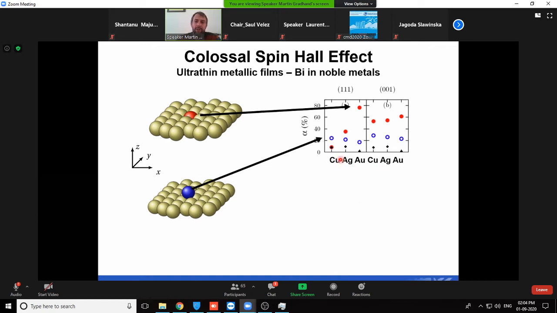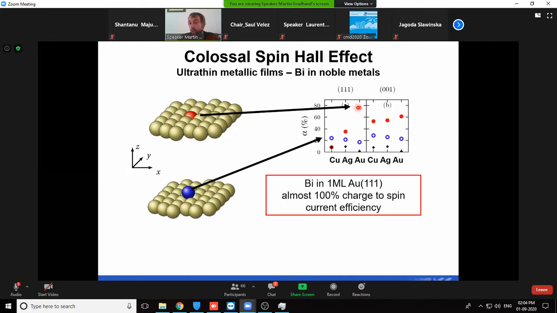I consider here copper, silver, and gold, with two distinct surfaces, the 111 surface and the 001 surface, for in-plane impurities and atoms. And you can see, if we look at the spin Hall angle, then for this case of gold at the 111 surface with bismuth impurities in plane, you can reach 80% of charge to spin conversion. So this is almost perfect conversion.